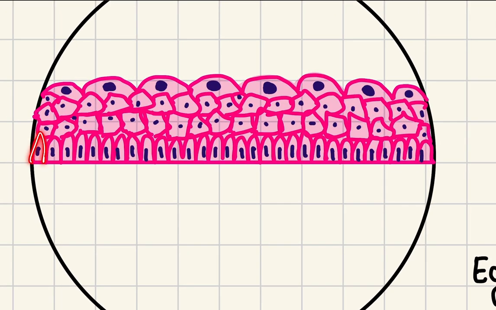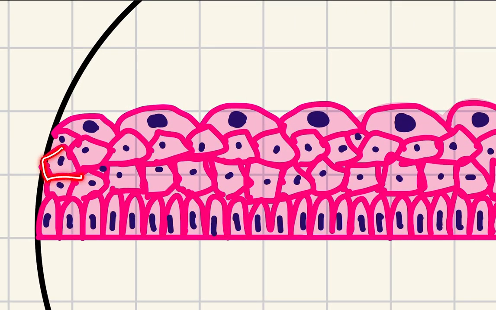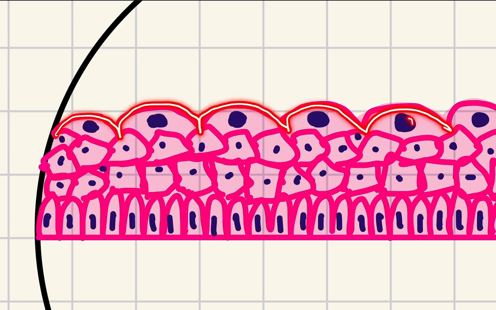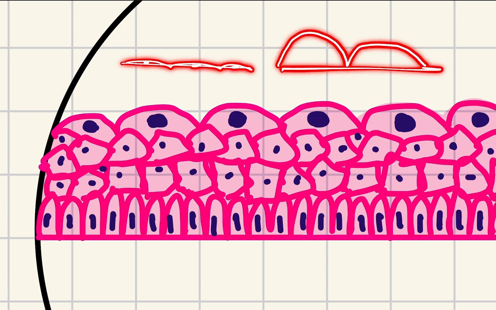At the base you have the columnar cells. On top of that you have polygonal cells. They are randomly polygonal shaped cells placed in multiple layers. And on top of that, the topmost layer is umbrella-like cells with a very round, centrally placed nucleus. So this is different from the squamous epithelium because there the cytoplasm is very less, but in umbrella-like cells, you can see a great chunk of cytoplasm which is visible.